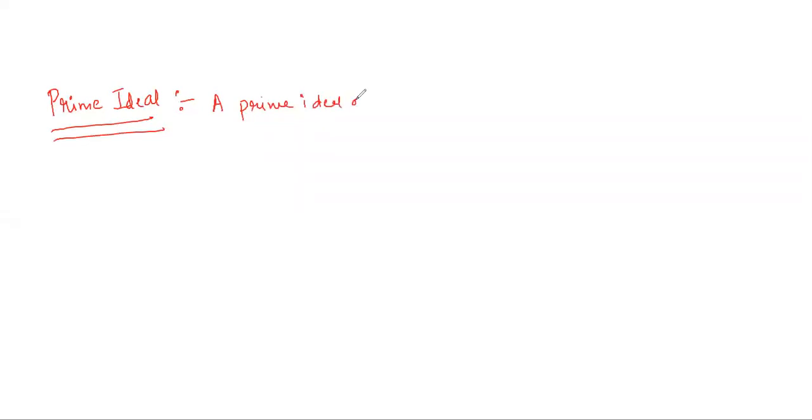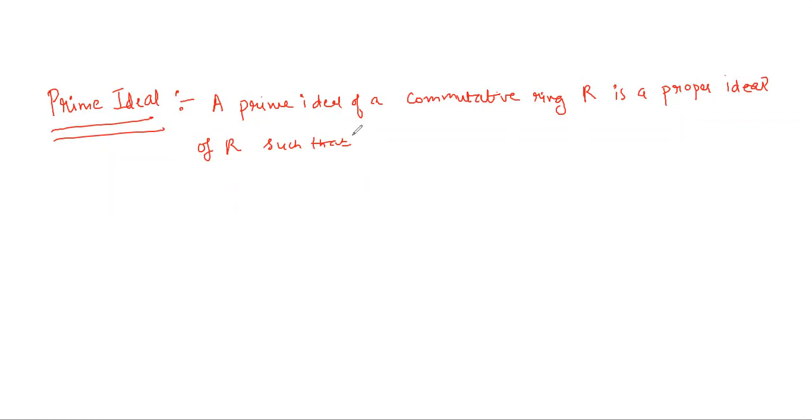A prime ideal of a commutative ring R is a proper ideal A of R such that AB belongs to A implies either A belongs to A or B belongs to A. Okay, so for the ideal I'm using the notation capital A. It can be I, whatever notation you can use. So this is the meaning of the prime ideal.